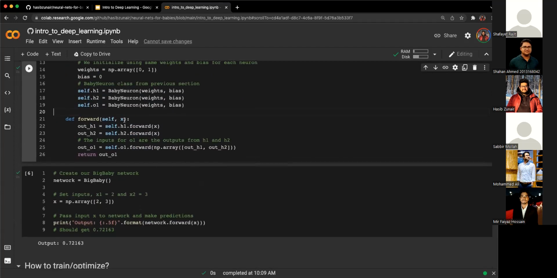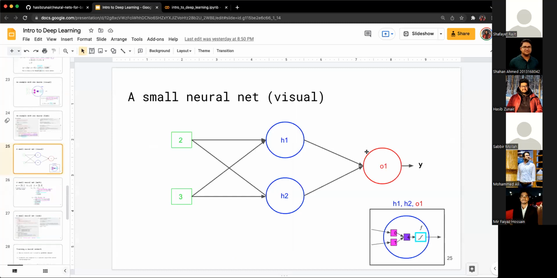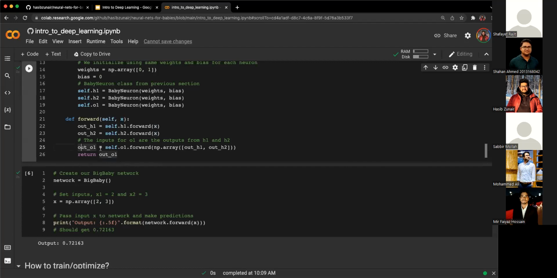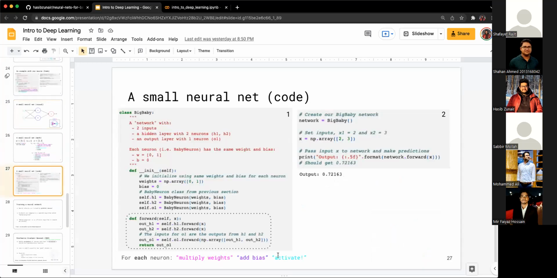After that, we do the forward pass, which is we feed in the input. We give it H1 and H2, which is this one. And then you finally compute O1, which takes in these outputs as inputs. We run that example, we get this value, which is the second example. So yeah, it's just this one.